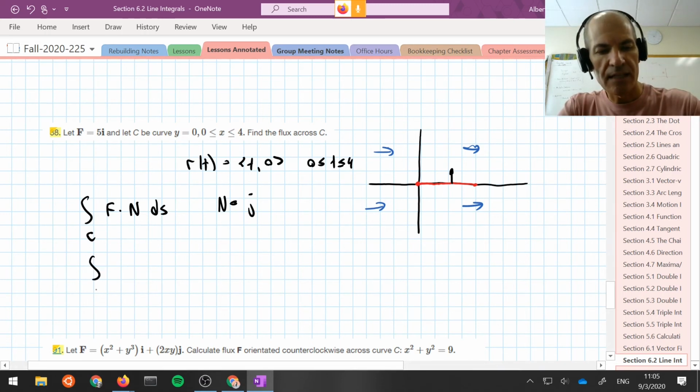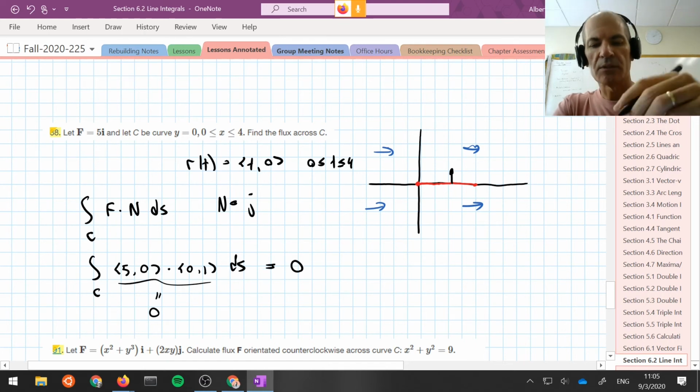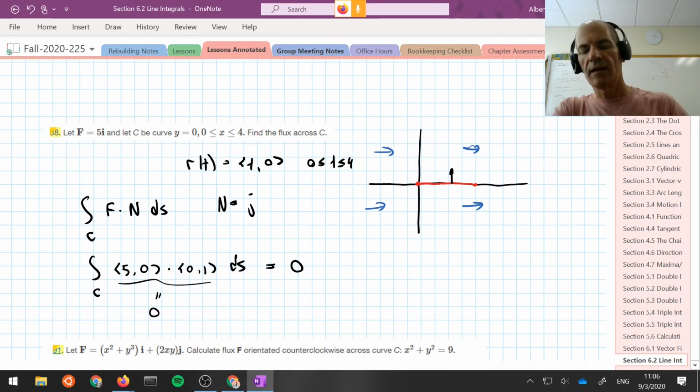So what we end up with is the integral over C of <5, 0> dotted with <0, 1> ds. And this is nice because we don't have to do any work. This is 0, and so it doesn't matter about ds or anything else. The whole integral is 0, and we're done. So where does this geometric observation manifest? It manifests right here in this dot product. The vector field dotted with the normal to the curve is 0 along the whole path.